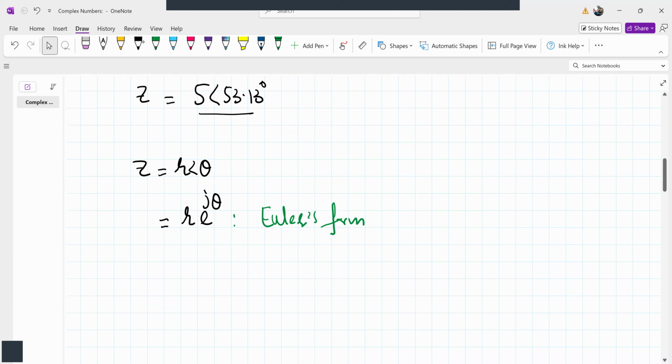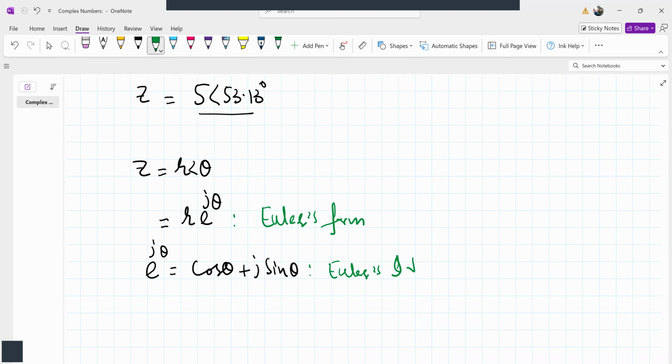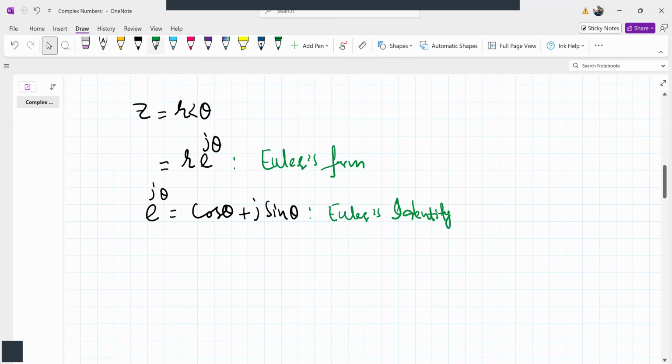Here, r is again the magnitude, and e to the power of j theta, from Euler's identity, can be written as cos theta plus j sin theta. And this is called the Euler's identity. Okay. So if we have to convert a polar form into rectangle form, how do we do that?